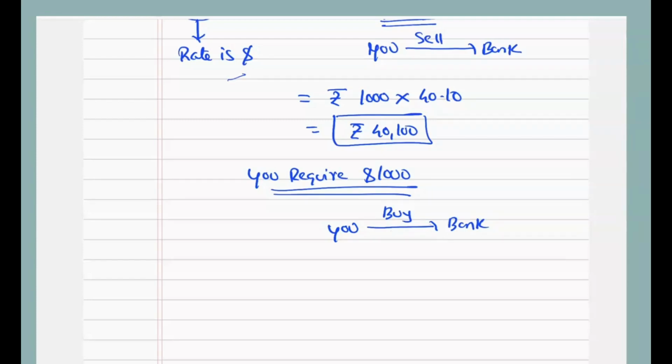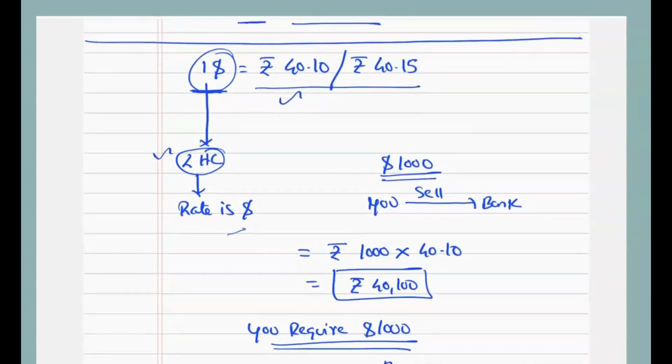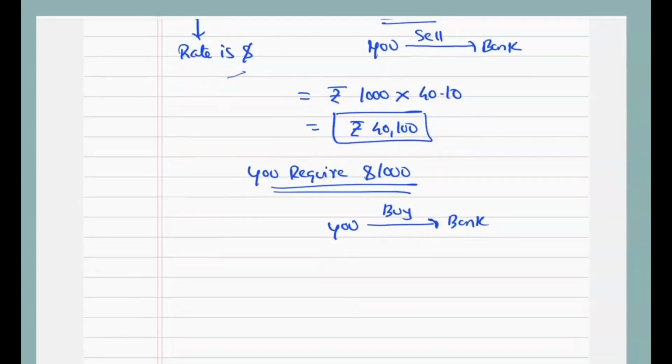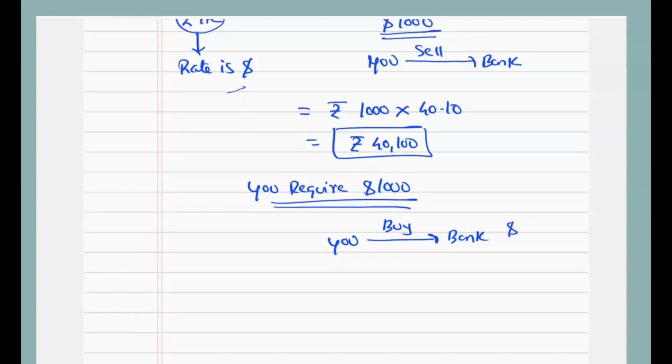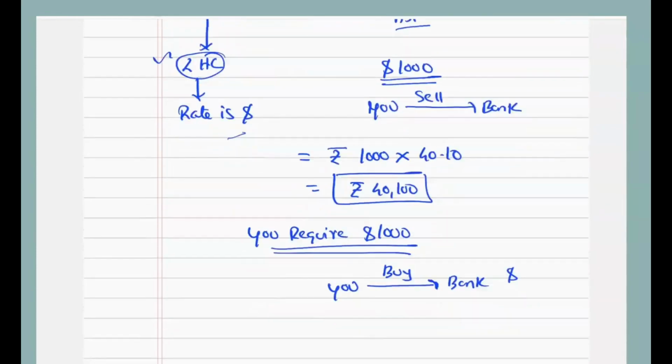Now in this case, you have to think only from the bank's point of view. So in this case, the bank will be selling the dollar at what rate? The bank will be selling the dollar at 40.15, right, which is your ask rate. So in this case, you require $1,000. You go to the bank and you have to buy $1,000. So the bank will be selling the dollar at the ask rate, which is 40.15.